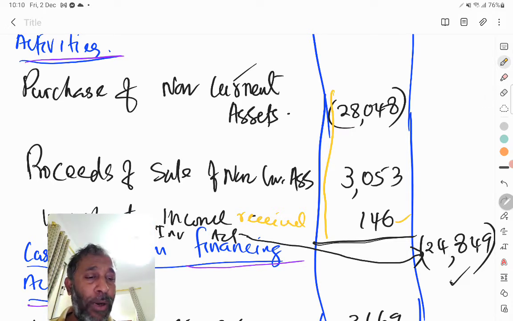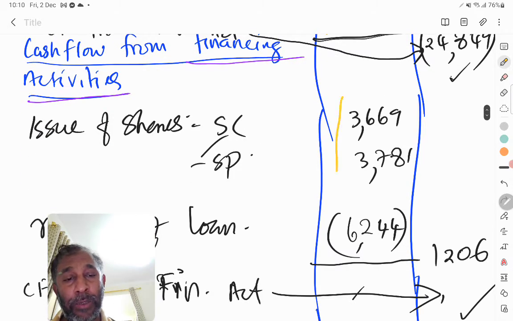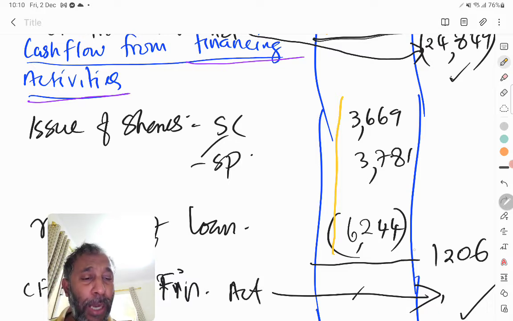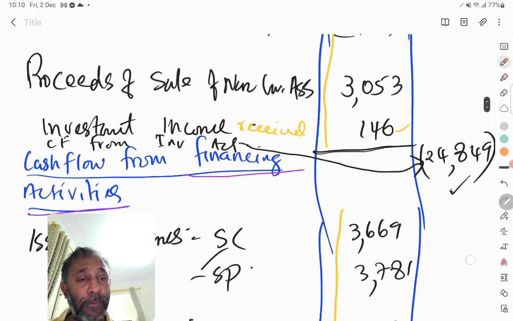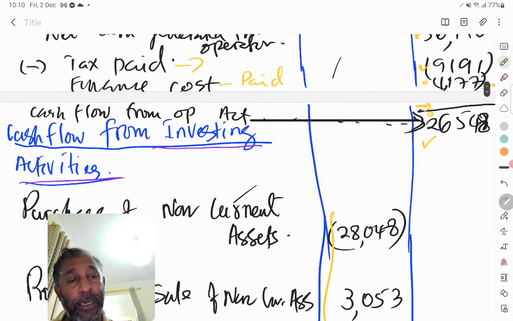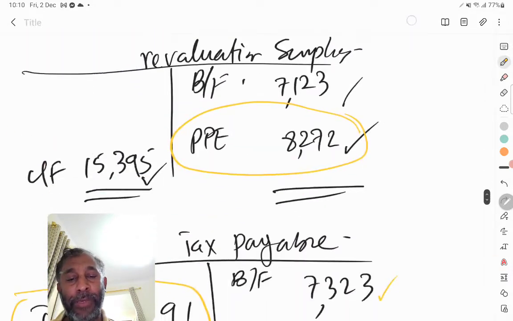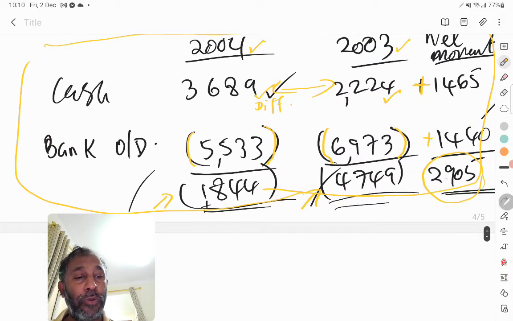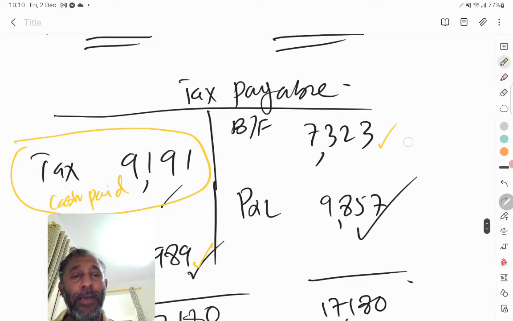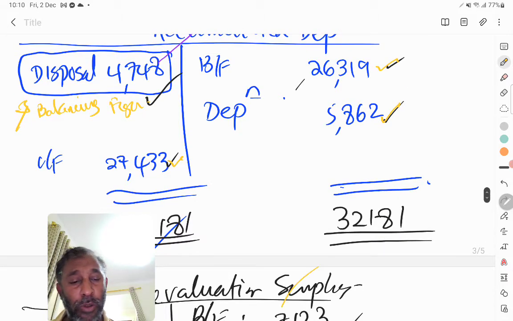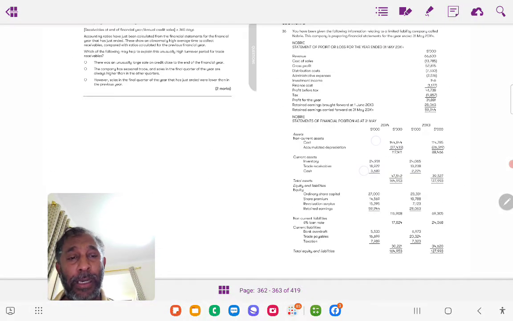So we get 26,548, and then we take the net total of this, that is minus 24,849, which is cash flow from investing activity. Then we take the net total of this, and that is plus 1,206, which is cash flow from financing activity. Now take the total of 1, 2, and 3. If you take all these three, your answer is 2,905, and you go back to the table I made at the beginning, and you have 2,905 and these two answers there. Accordingly, the answer is matching. Now let's go to the question to see what additional questions they are asking.